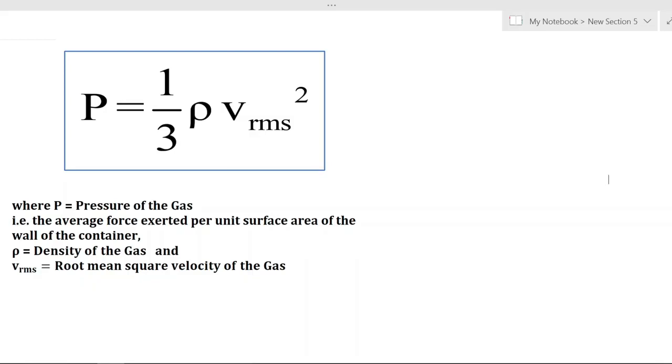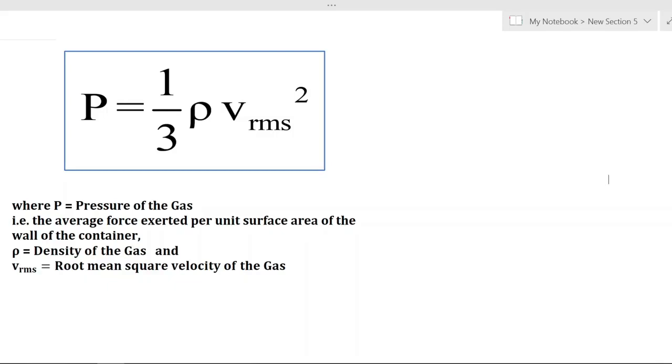There are a number of postulates or assumptions of the kinetic theory of gases which are quite important for us to understand, and are important as well for this equation to be derived. So without any further ado, let's get into the derivation stepwise.